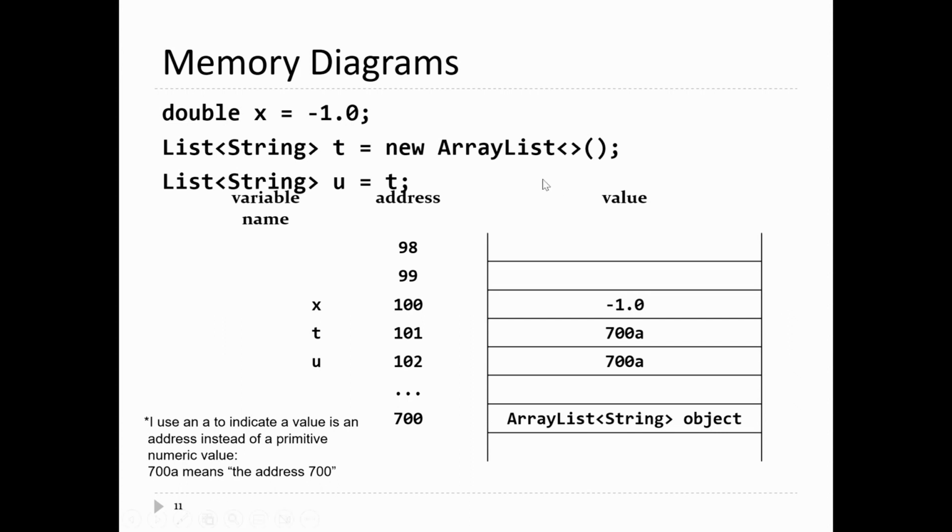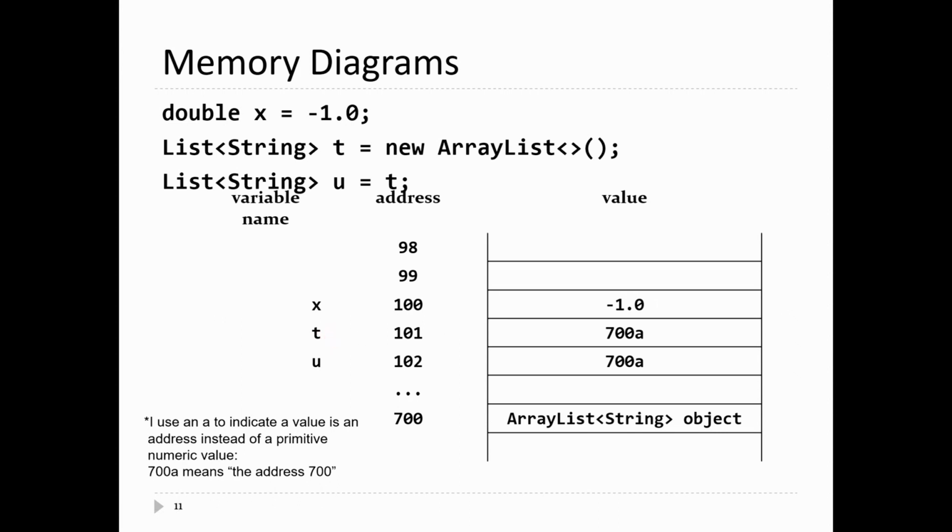Now t is a reference type, and so is u. Their types are both big L List. So we write t equals new ArrayList. What does that do? Well, that makes an ArrayList object somewhere in memory. That ArrayList object appears somewhere, but it doesn't appear beside t.